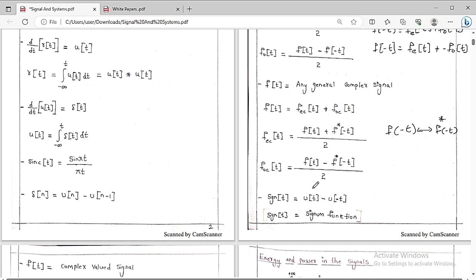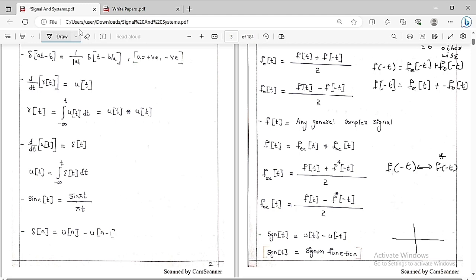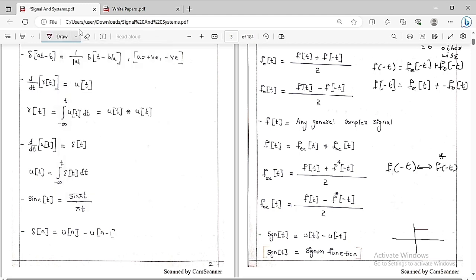Now the next property is signum of t. What's the meaning of signum of t? Signum of t is equal to u of t minus u of minus t. Sgn of t is nothing but the signum function. If you want to draw the graphical representation, you are going to get it like this. So this is the graphical representation of the signum function.